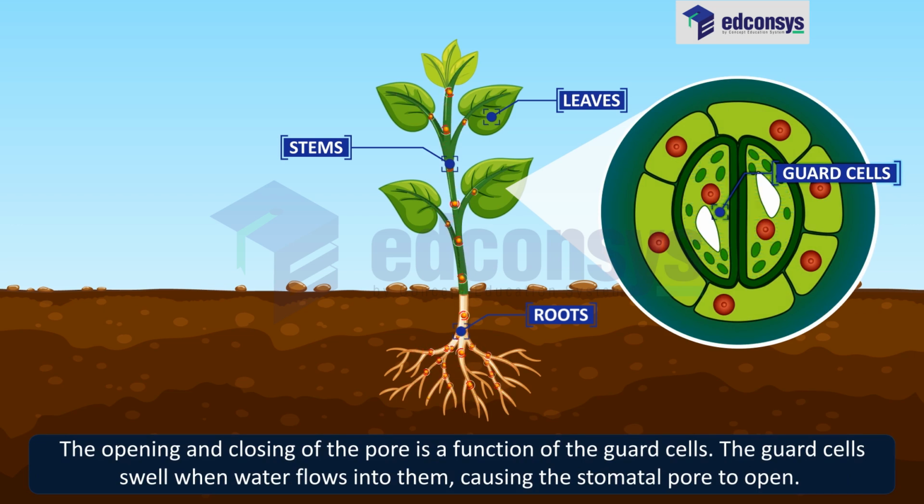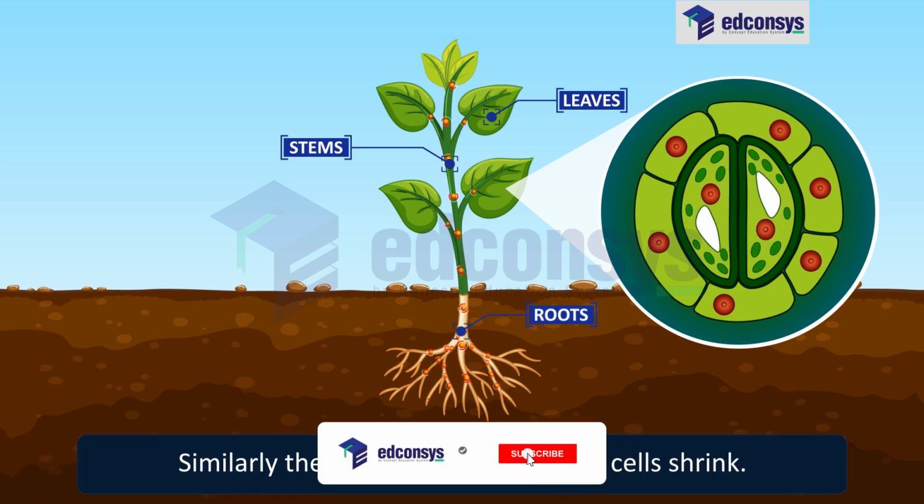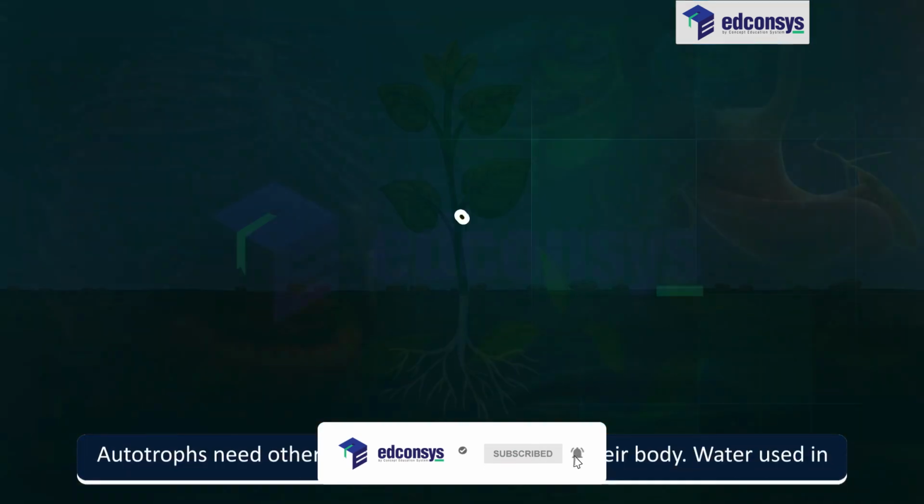The guard cells swell when water flows into them, causing the stomata pore to open. Similarly, the pore closes if the guard cells shrink.